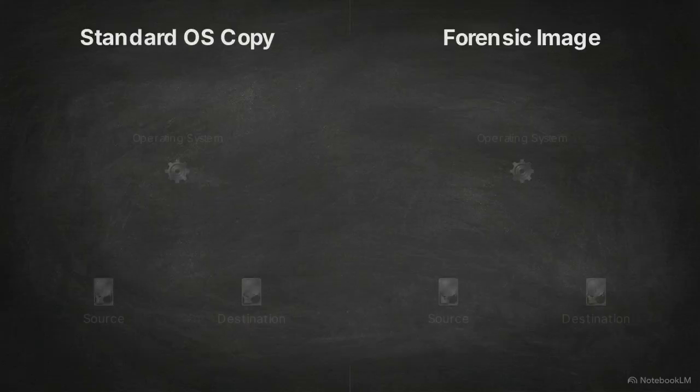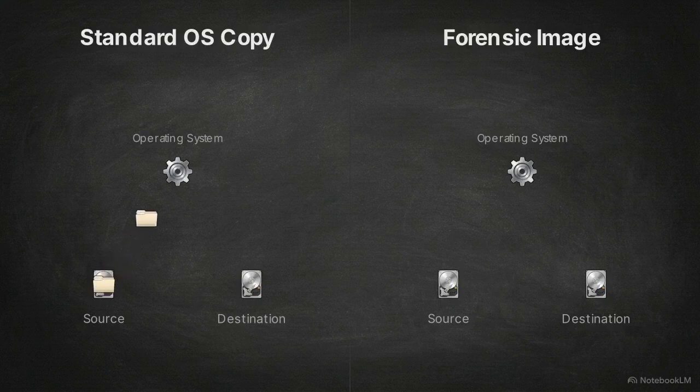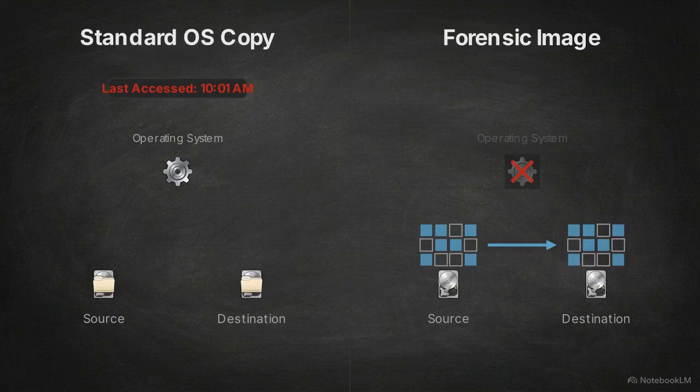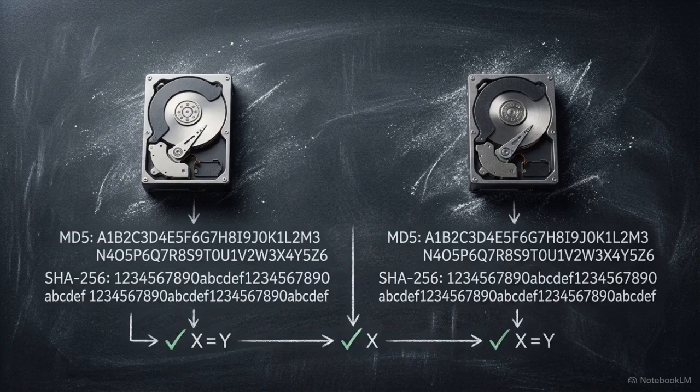This animation compares two copying methods. A standard OS copy alters file metadata, updating markers like the last access timestamp. A forensic image bypasses the operating system to map the exact sectors one-to-one, including the empty space. This bit-by-bit imaging uses specialized tools to create a flawless clone of the storage device.